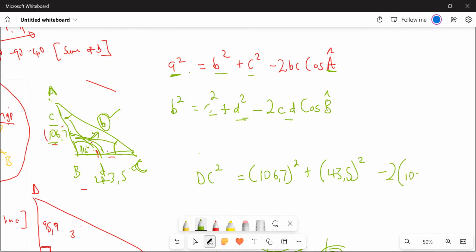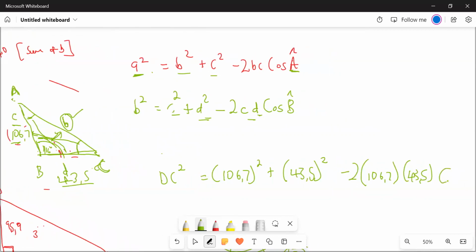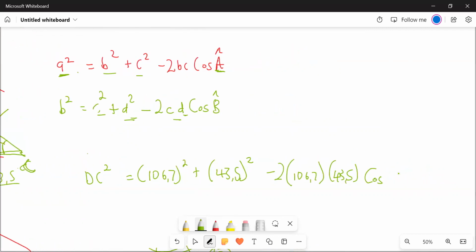It's 106.7. Okay, what is D? What is D? It's 43.5. Okay, cos, we're going to put cos of what then? What is this angle here? It's going to be cos of what? Of 116 degrees. Are you still good?